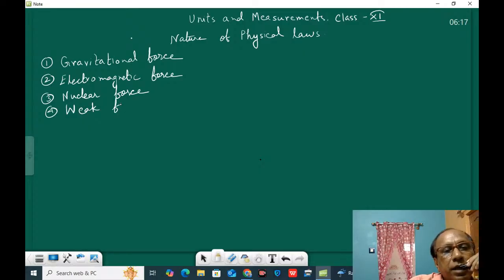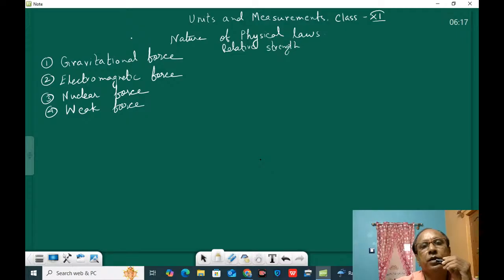We learn the characteristics of these forces: the relative strength of these forces, the range, and the place of action.